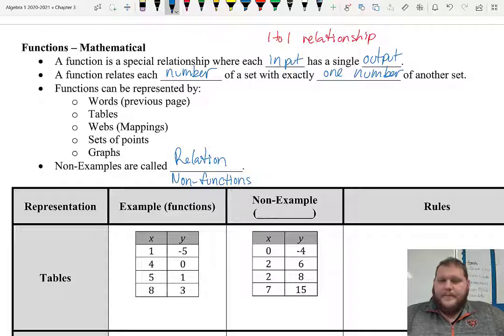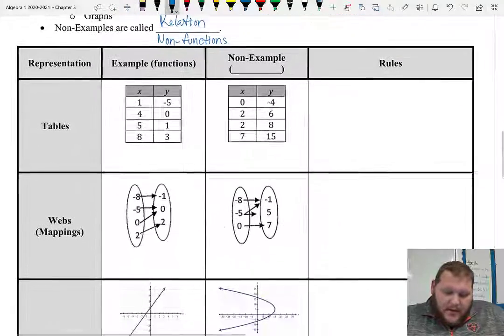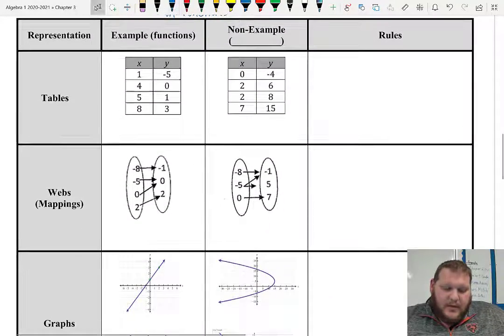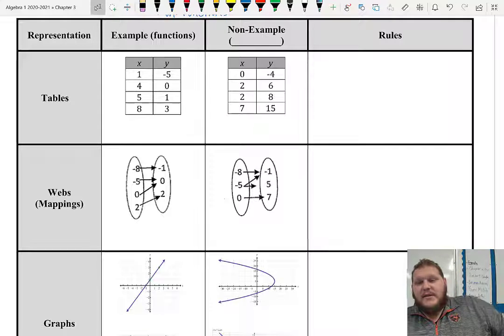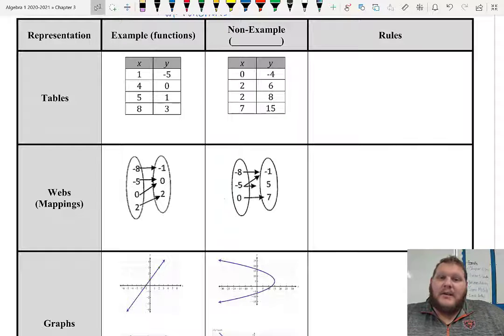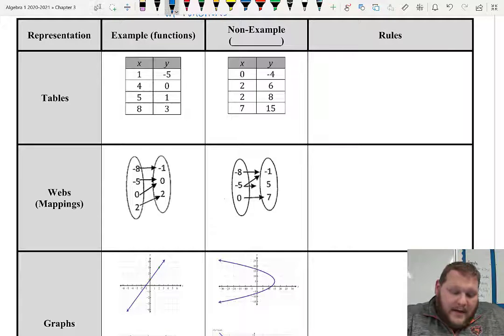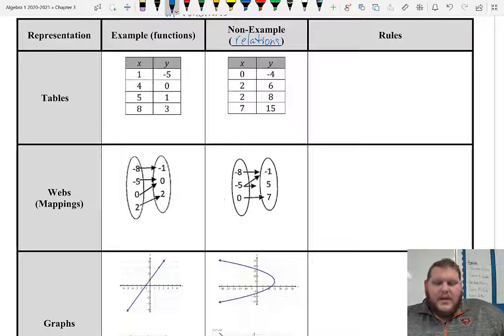So there could still be a connection between our inputs and outputs, but if it's not one-to-one, it's not a function. So heading on down in our table here, we're looking at some of our different representations and how we can identify them, or what they look like when they are examples, which are functions, or when they're non-examples, so they are relations.